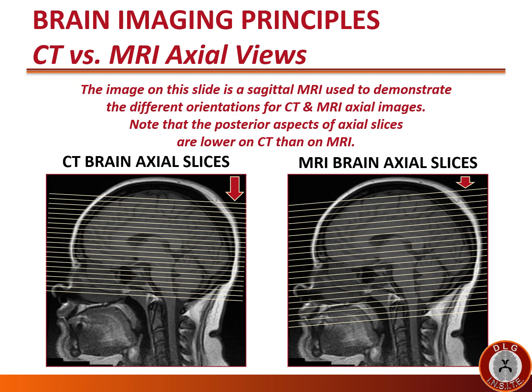The result is that when comparing a CT and MRI brain image at about the same level, for example, the posterior aspect of the CT brain may be in the parietal lobe, whereas a similar slice on the MRI brain may still be in the frontal lobe.